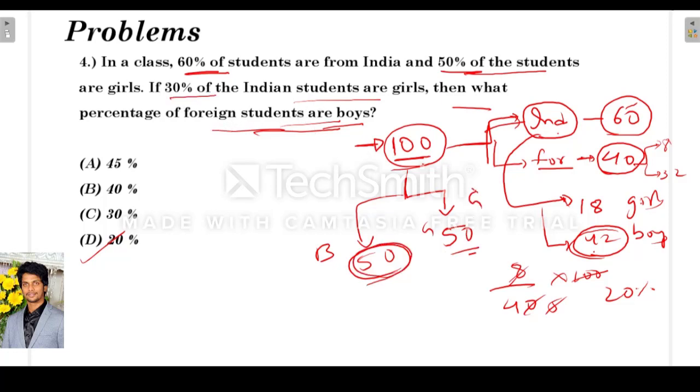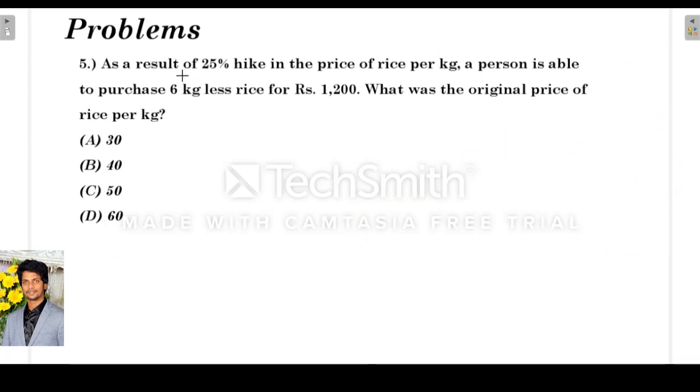So now they are telling 30% of Indian students are girls. So in Indian students, 30% means 18 are girls and 42 are boys. So in Indian students, 42 are boys, but total there are only 50 boys. So how many are left? 8. So 8 will be foreign boys. So now they are telling what percentage of foreign students are boys. So there are total 40 students and 8 are boys. So what is the percent? 20%.